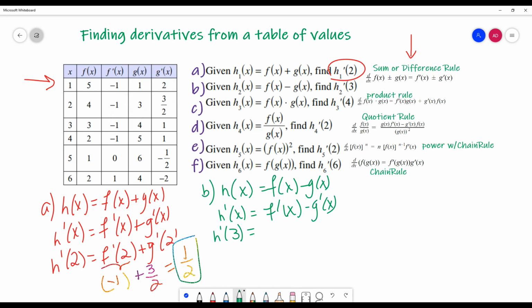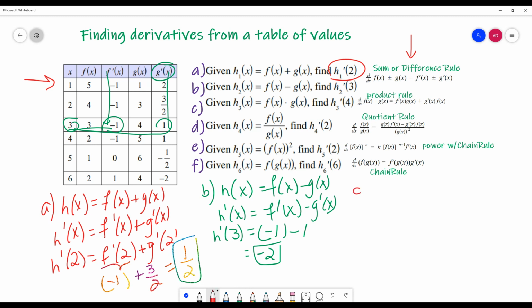So here we go. F prime of 3. Follow the intersection. You get -1 minus g prime of 3. Again, follow the intersection. You get 1. So when you subtract those two, you get -2. Or add those two, I should say. -1 plus -1 is -2. All right. Here we go.